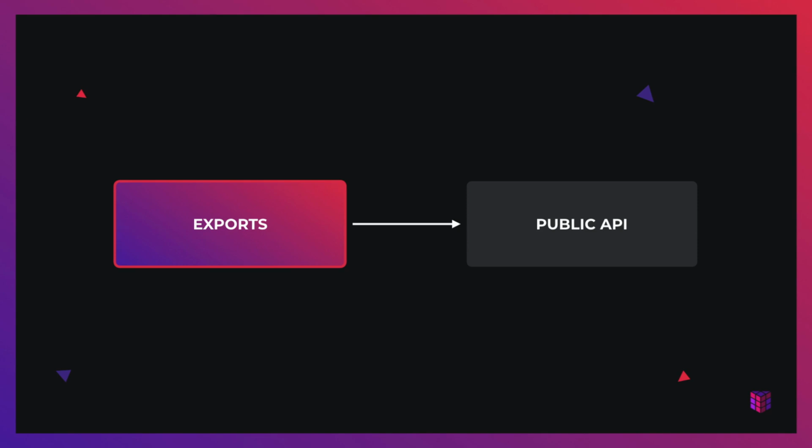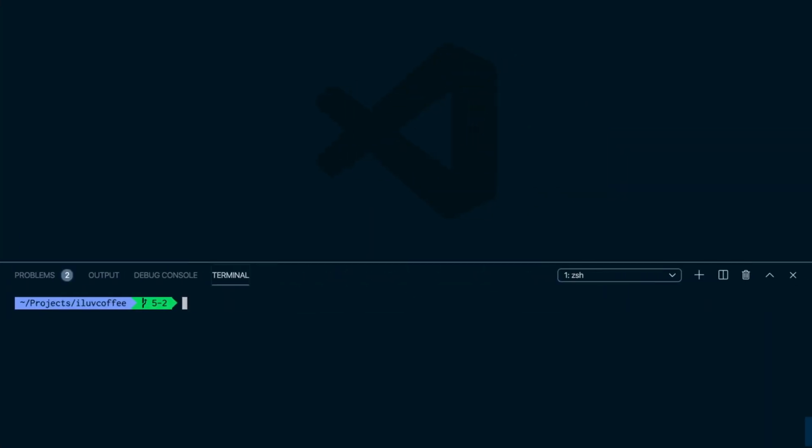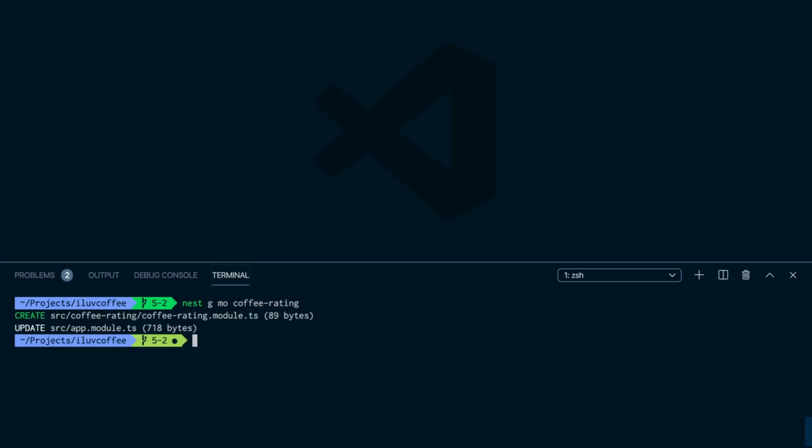Let's start off by defining a brand new coffee rating module. To generate a new module with the CLI, let's enter in nest g mo coffee-rating. We are using the nest CLI shorthand syntax here instead of the more verbose nest generate module. Now let's create a new provider called coffee rating service and encapsulate it within our new coffee rating module.